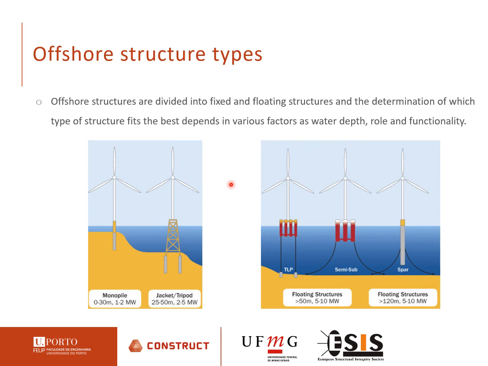Offshore structures are divided into fixed and floating structures, and the determination of which type of structure fits best depends on various factors such as water depth, role, and functionality. Here, on the left side, it's possible to observe an example of a fixed type of offshore structure, and here, on the right side, a possible floating type of structure.